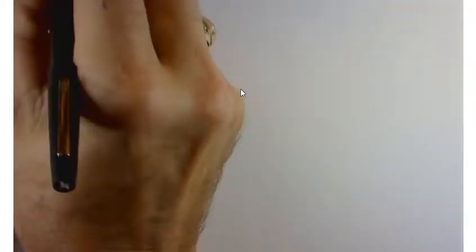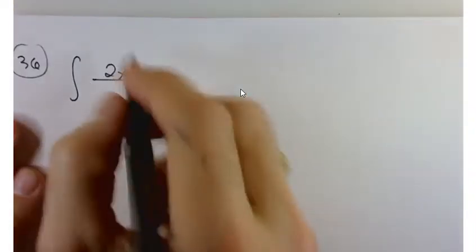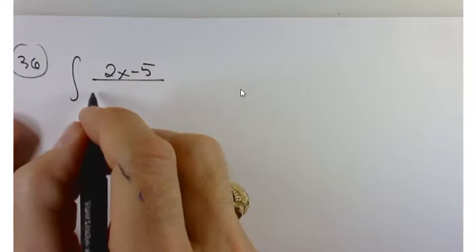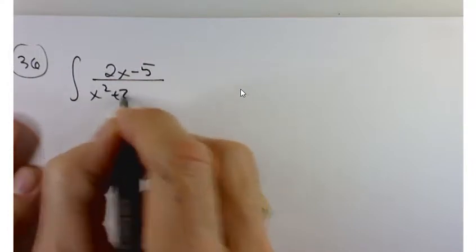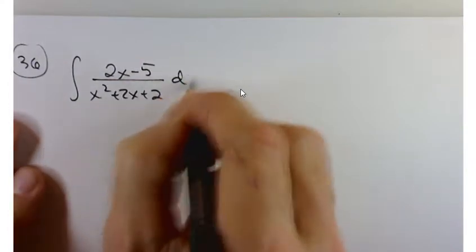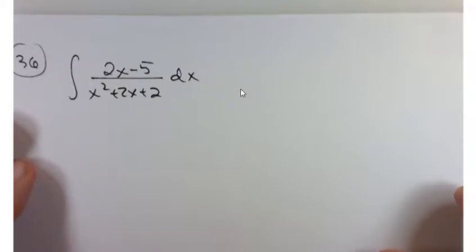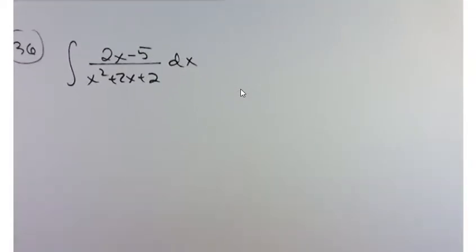And again, these are tricks that, boy, unless you see them, they're hard to come up with on your own. You're not going to necessarily look at all these and go, oh, hey, I got it. I know what to do. So, I mean, if you can, I'm surprised you're in this course. The integral of 2x minus 5 over x squared plus 2x plus 2 dx.